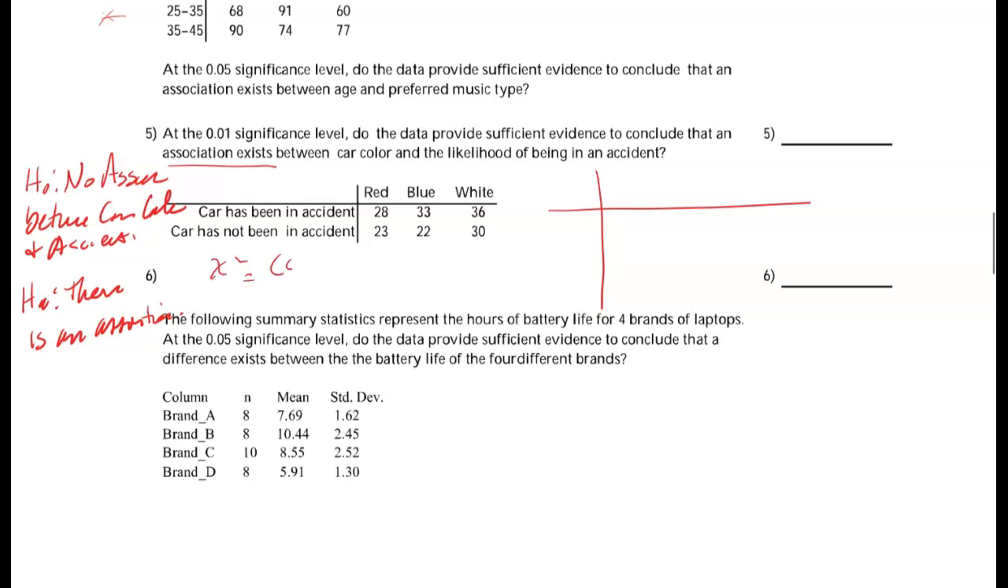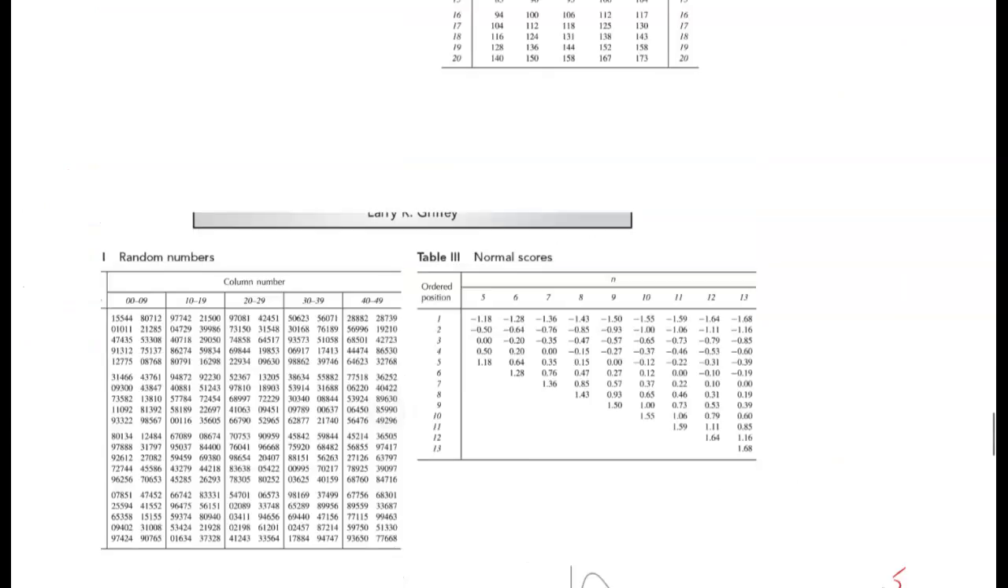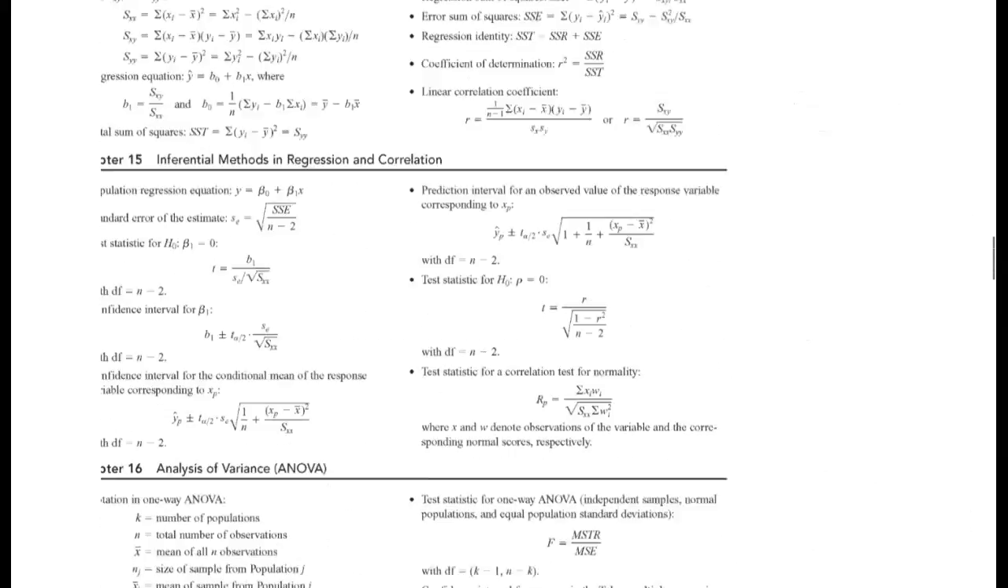Now, the formula is the same. We still find O minus E squared over E and sum it up. So you need to identify what your observed and what your expected values are. This is your data. These are your 6 observed values. You've got them: 28, 33, 36, 23, 22, 30. What we need are the expected values. And this is where the chi-square gets a little tricky. So let's go to our formula sheet. And you really need to be relying on this formula sheet for everything.